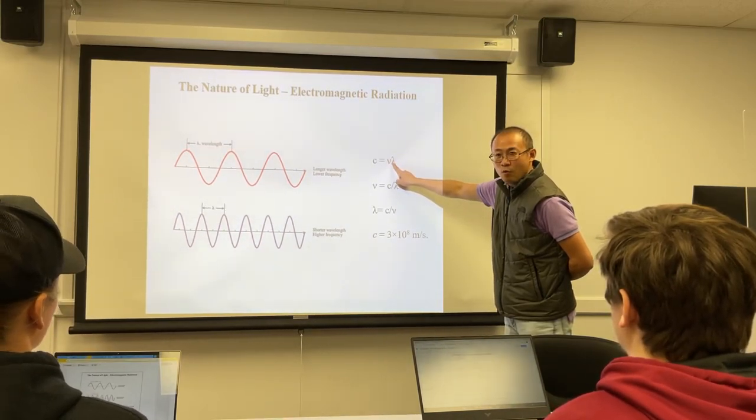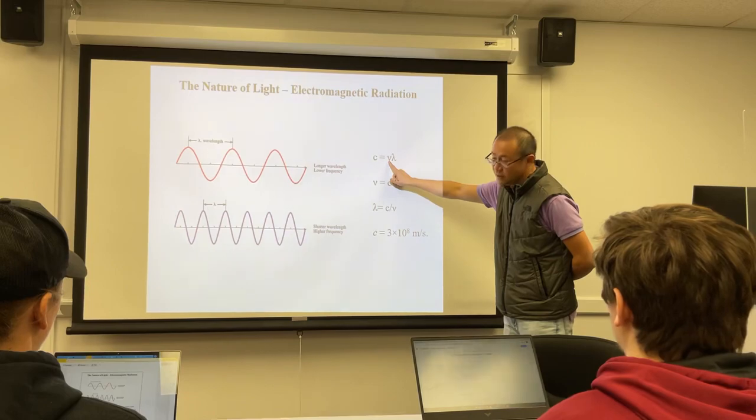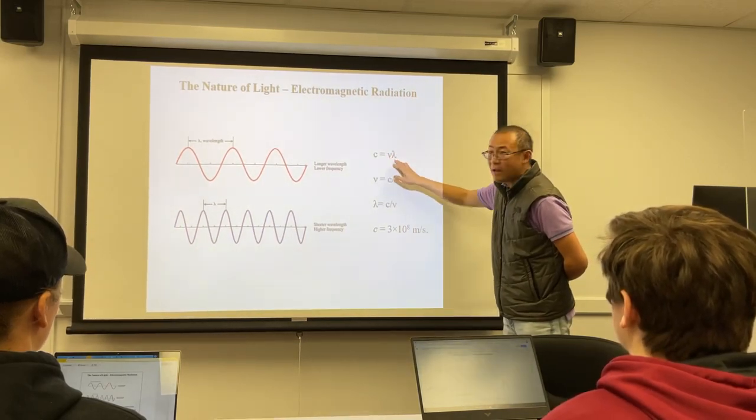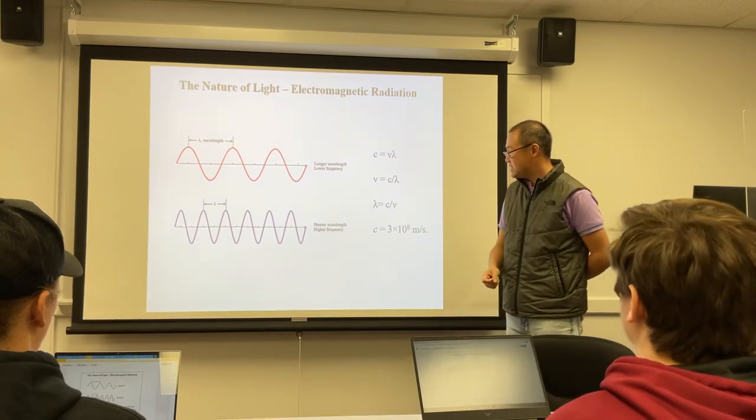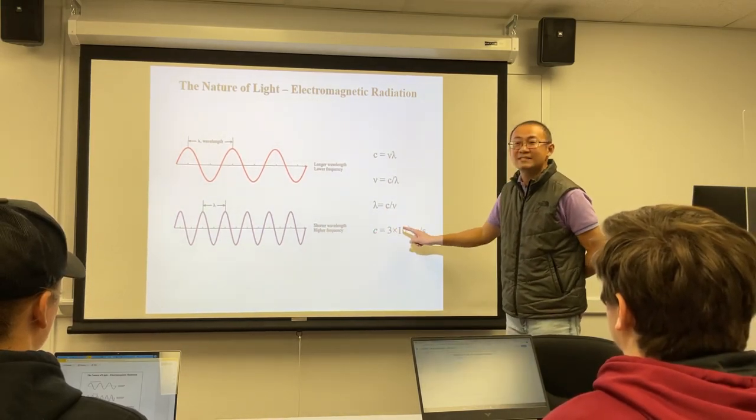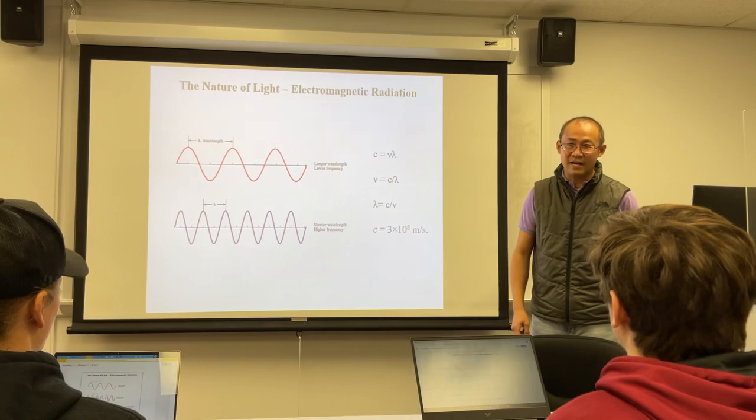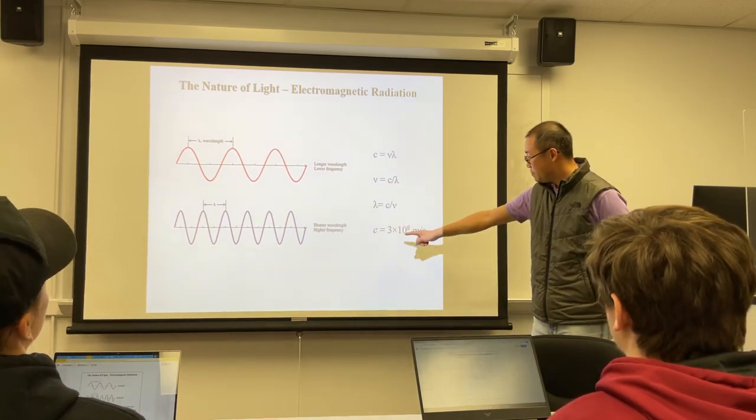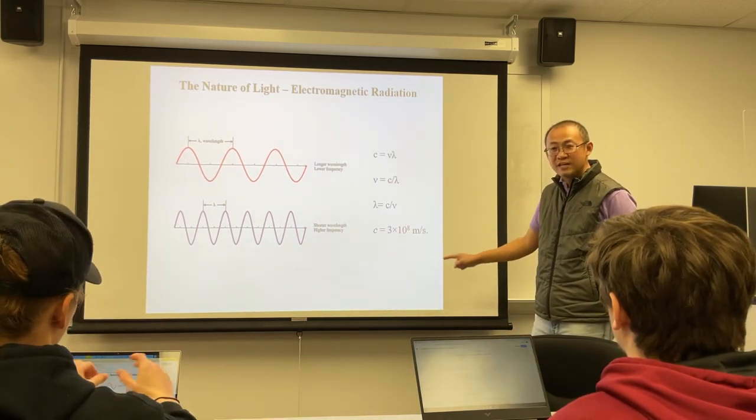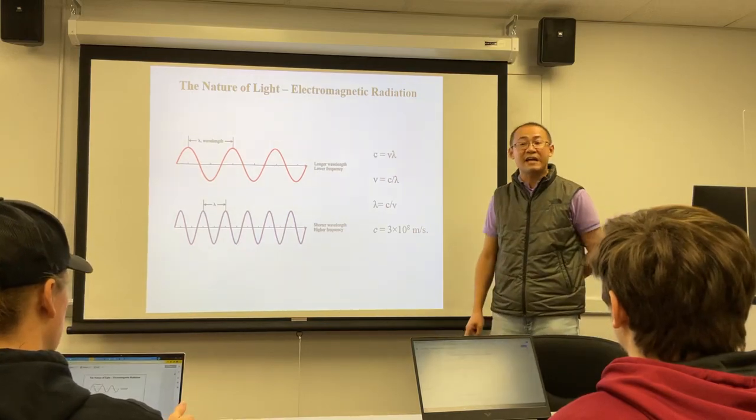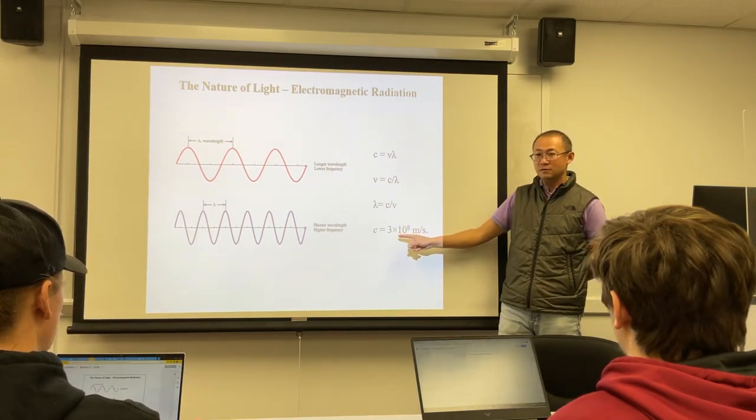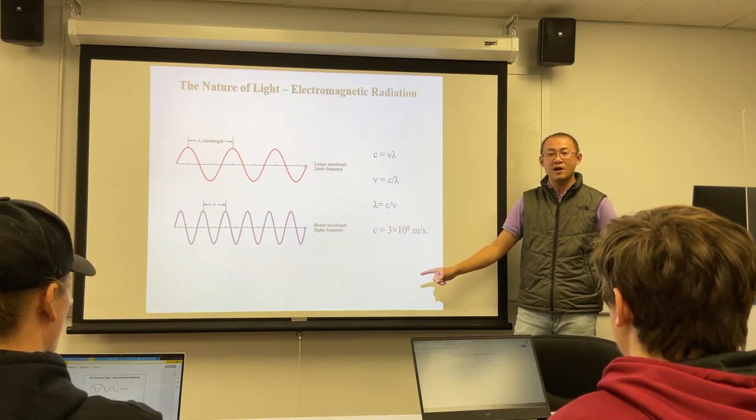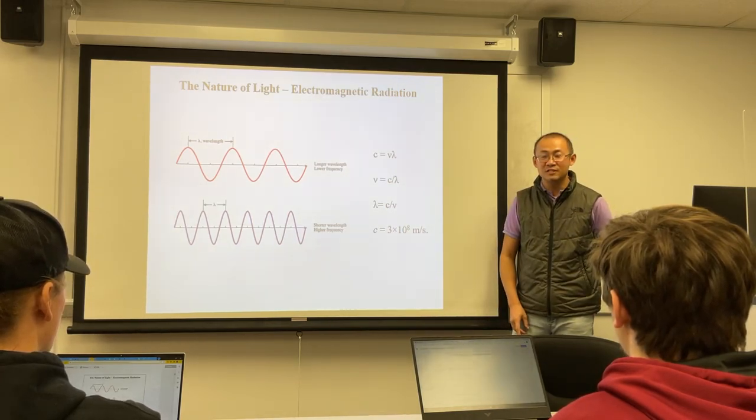What is lambda? Wavelength. Mu is frequency. Then multiply together, equal to C. What is C? C is the speed of light, because it has a big number: 3 × 10⁸ meters per second. Means what? Light will travel 300 million meters per second.